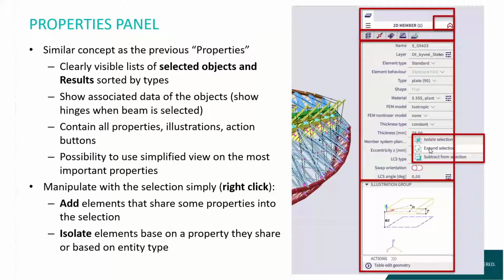The same applies the other way around. So if you would, for example, like to isolate your selection, you can select the whole structure and isolate only two different cross sections. You can do that with the same approach.